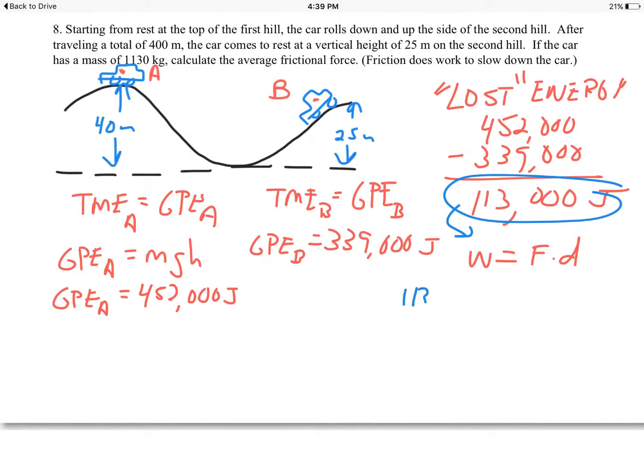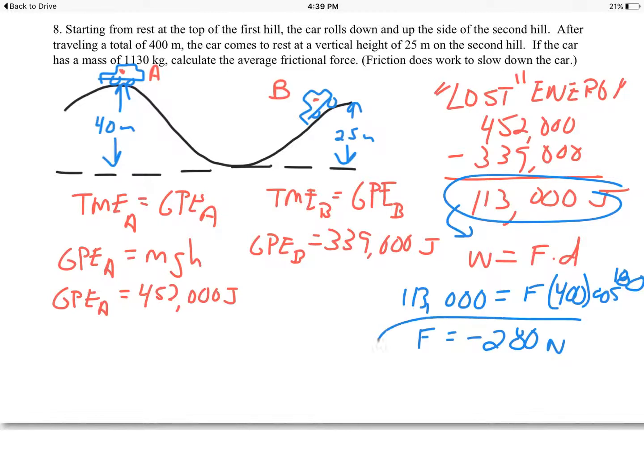So what we have here is 113,000 joules of work energy is due to the force of friction working against it over 400 meters times a cosine of 180 degrees, because friction is opposite the motion. End result here is you get F, the frictional force, is negative 280 newtons. And don't let the negative bother you. You could have just said the work was negative 113,000, and then the force of friction comes out to be a positive 280 newtons. But it's an average frictional force of 280 newtons against the motion.